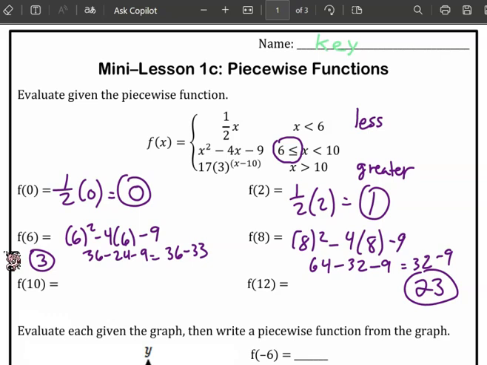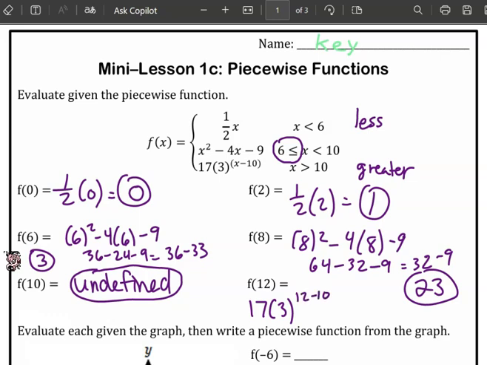All right, f of 10. f of 10 is not in either of those, so we'll say it's undefined, because it's not in the middle piece, it's not in the last piece. And then for f of 12, 12 is greater than 10, so we can use 12 in the third piece. 153.